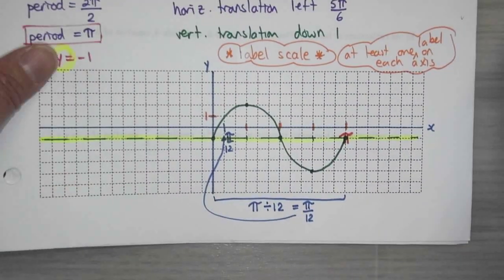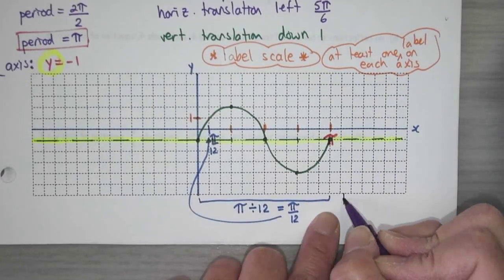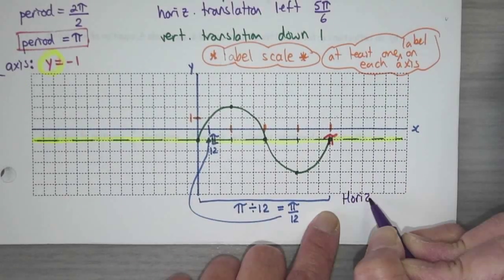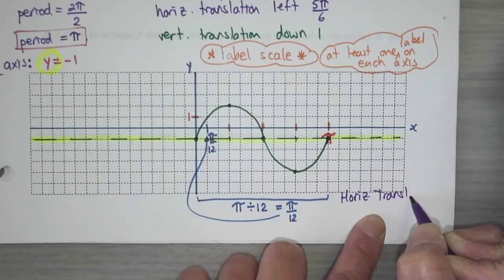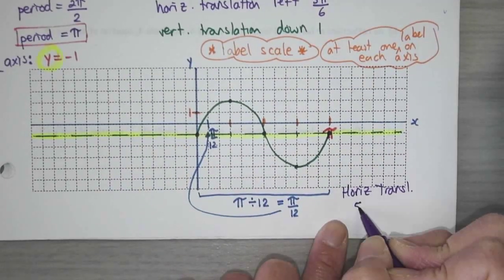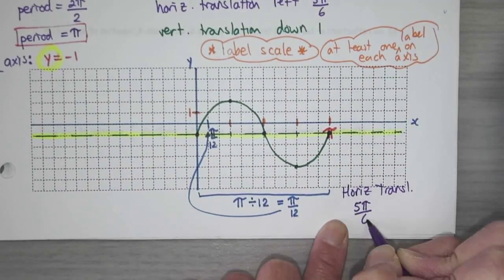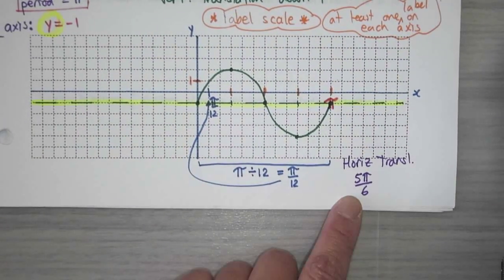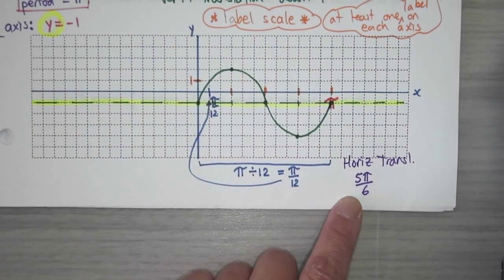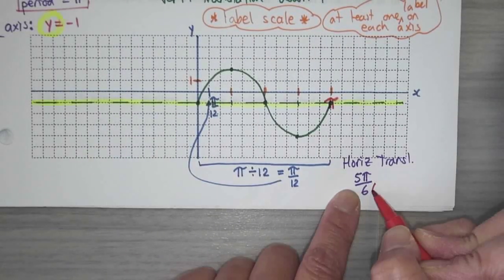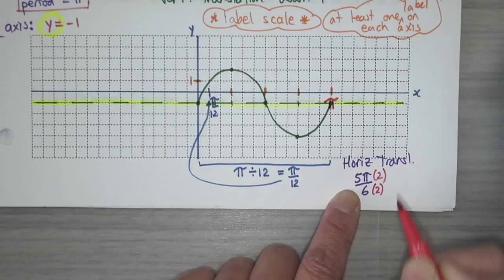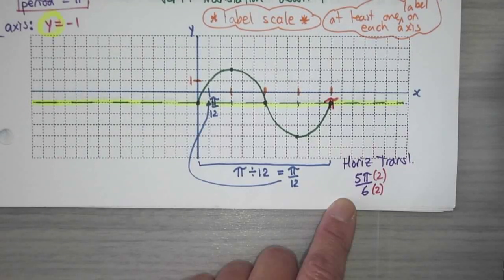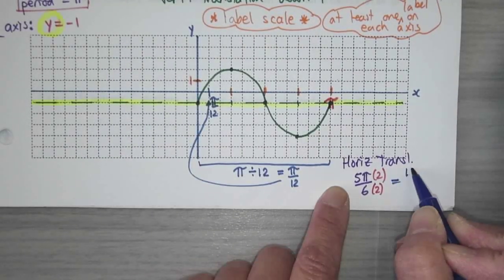I want to shift it, so my horizontal translation is 5 pi over 6. If I know it's pi over 12, I need to know how many squares that is. Change that to 12. So that means I would multiply the top and the bottom by 2, and that tells me it's 10.